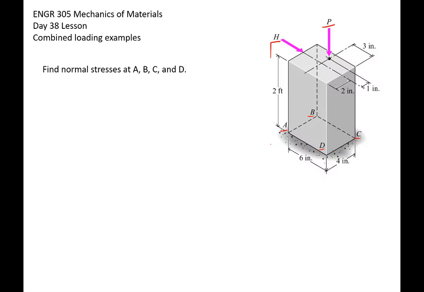Let's first add in what kind of loads we have. P is actually 9,600 pounds, and the H load right here is 800 pounds.